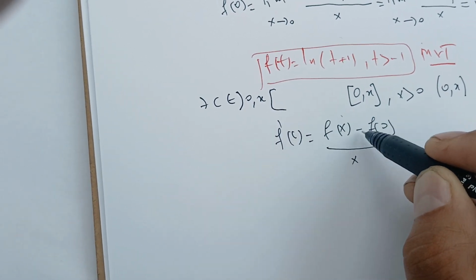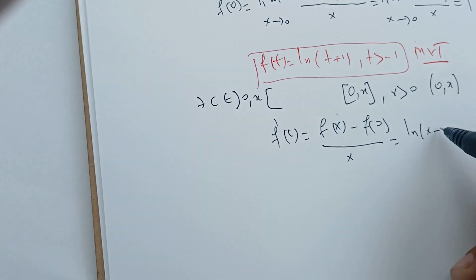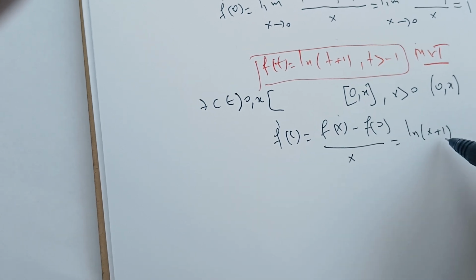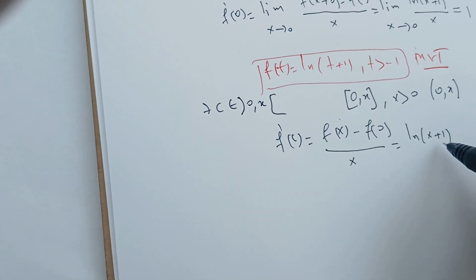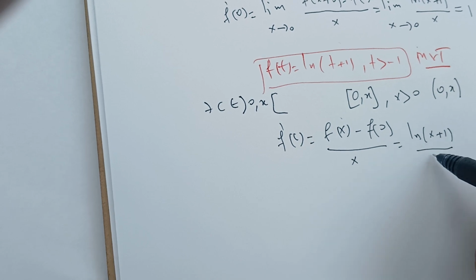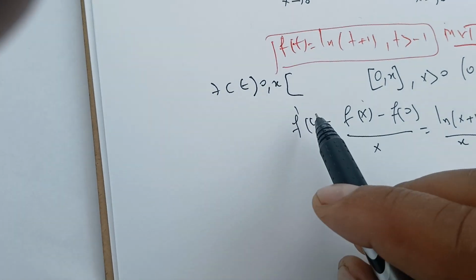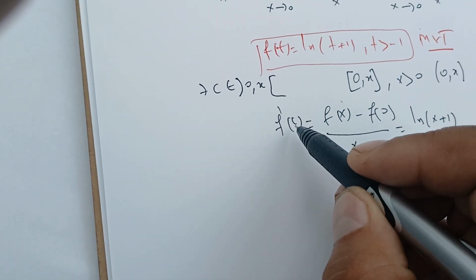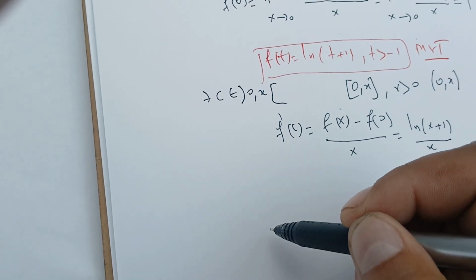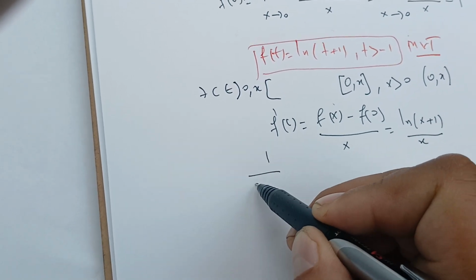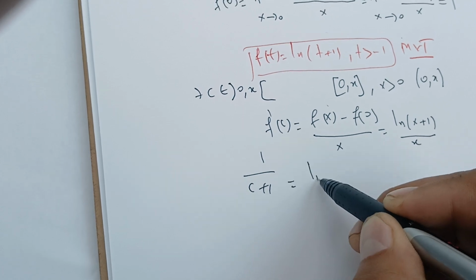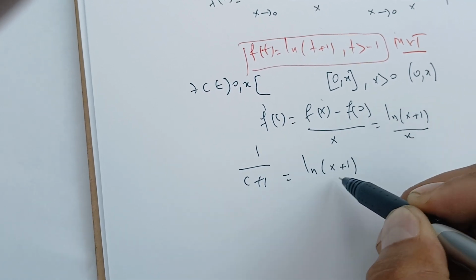So we know f of x is ln(x+1), and f of 0 is ln of 1, which is 0. So we have ln(x+1) over x. Next, what's f prime of c? We know f prime is 1 over x plus 1, so we have 1 over c plus 1 is ln(x+1) over x.